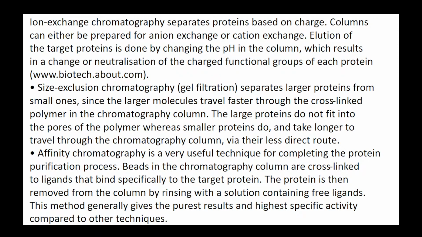There are a few types of chromatography: ion exchange chromatography, size exclusion chromatography, and affinity chromatography.